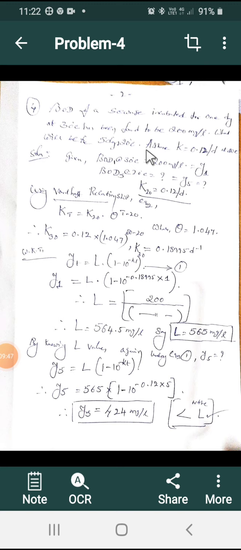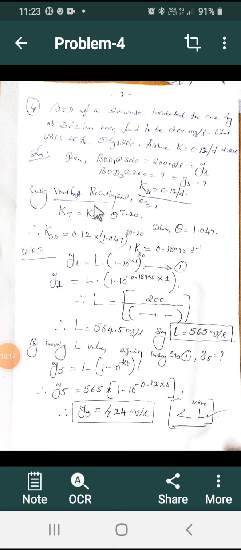In this problem, they are given BOD 1 at 30 degrees centigrade is equal to 200 milligrams per liter. BOD 1 value they are given. Then BOD 5 value at 20 degrees centigrade is equal to how much? They are asking this. Now K20 is given as 0.12 per day. Now by using the Van 't Hoff Arrhenius equation, we know the formula.